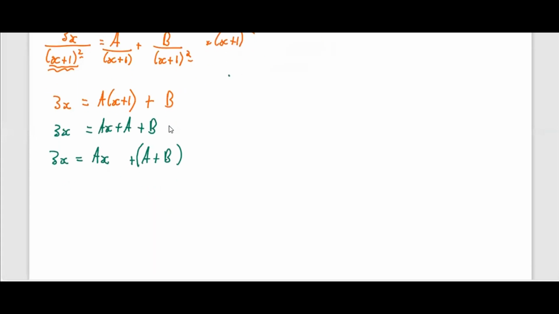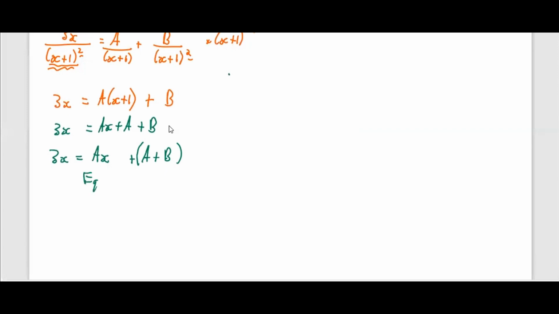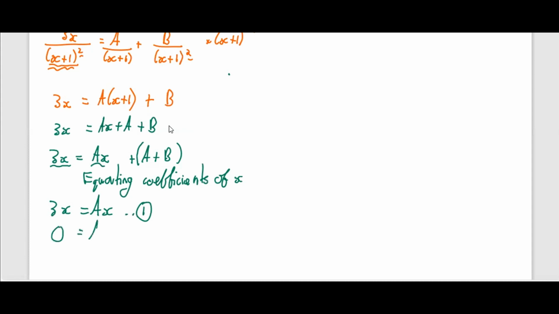Yeah? So now we could, let's say, equate the coefficients of x. So we have, let's equate the 3x and ax. So 3x will equal ax for 1, and then it has no constant. So therefore, anything that's not there is by default 0. And so 0 will equal a plus b. Yeah, because a plus b is the constant. Yeah, and we can label that too.